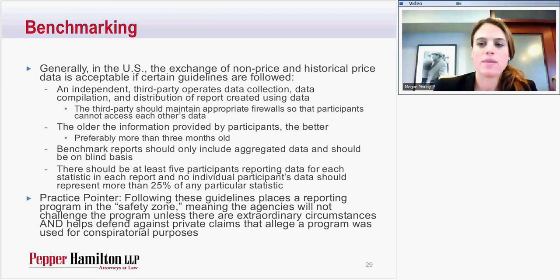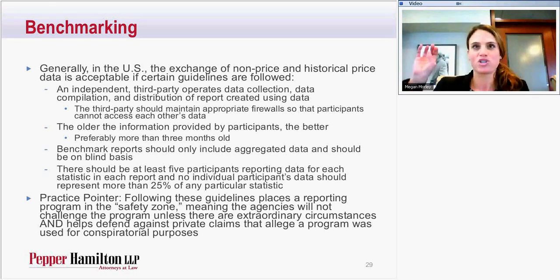Very importantly, any report created through this sort of benchmarking and data compilation should only be distributed with aggregated data. Therefore, if multiple members of a trade association are competitors, and they give data to a third party about their shipments for a quarter or a month, the third party should not then turn around and distribute a report saying company X shipped X tons of widgets in this month.